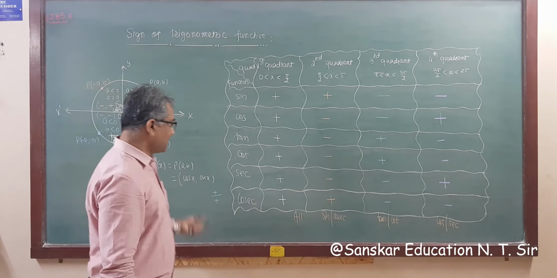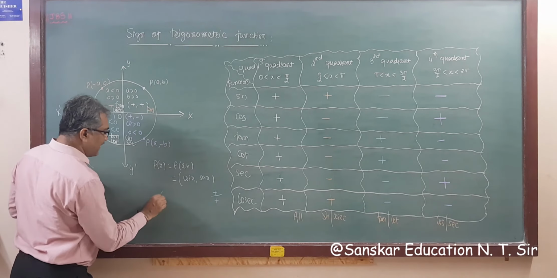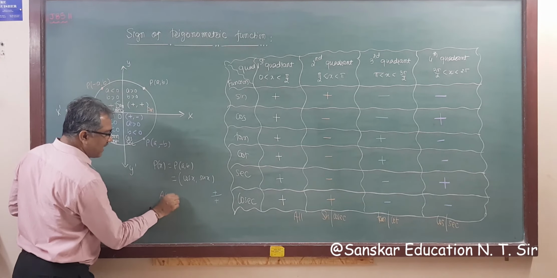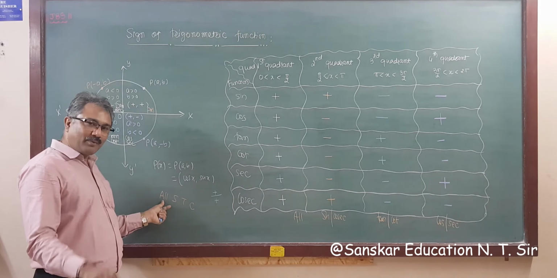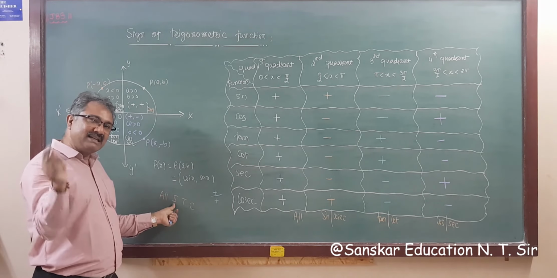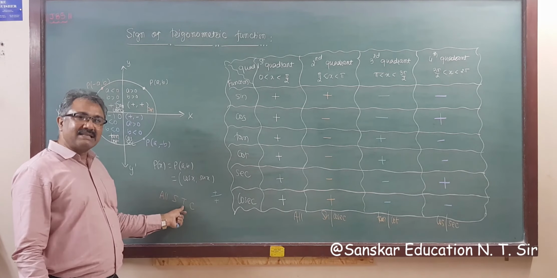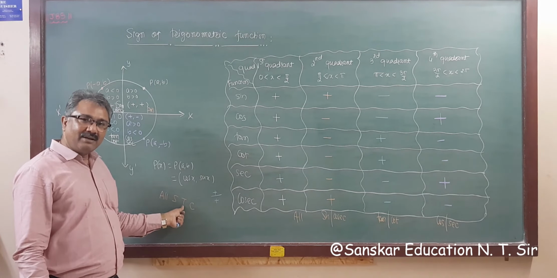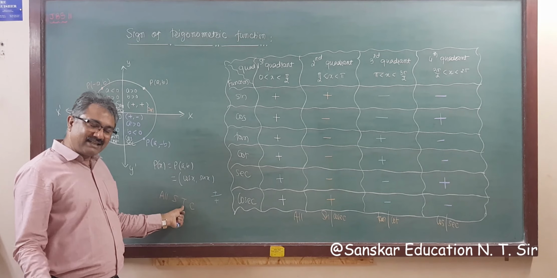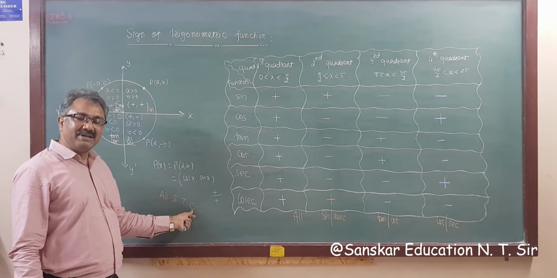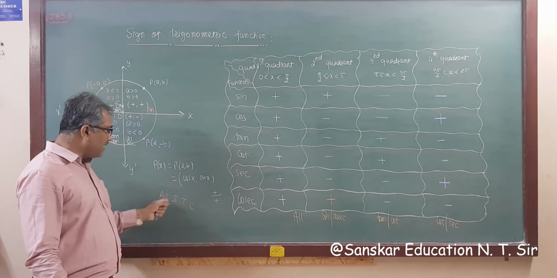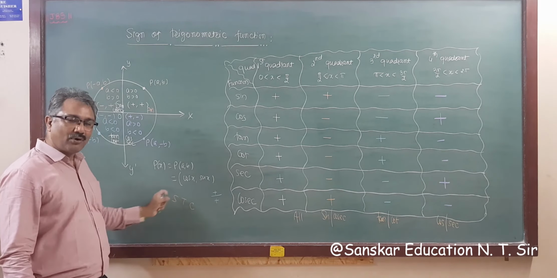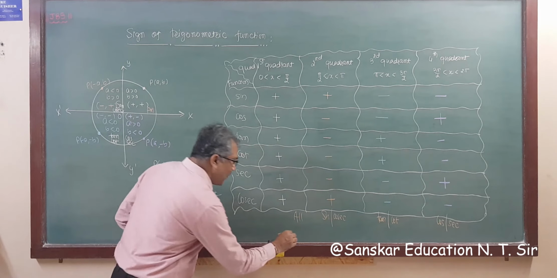Sometimes this is remembered as ASTC. A means first quadrant, all positive. S means sine and its reciprocal cosec. T means tan and its reciprocal cot. And C means cos and its reciprocal sec. Means all, S, T, C: first, second, third, fourth, all STC.